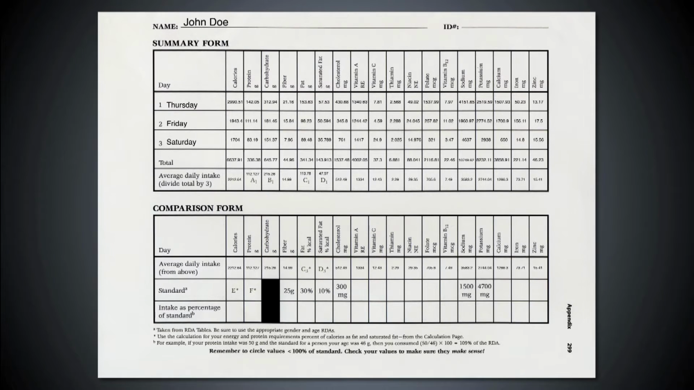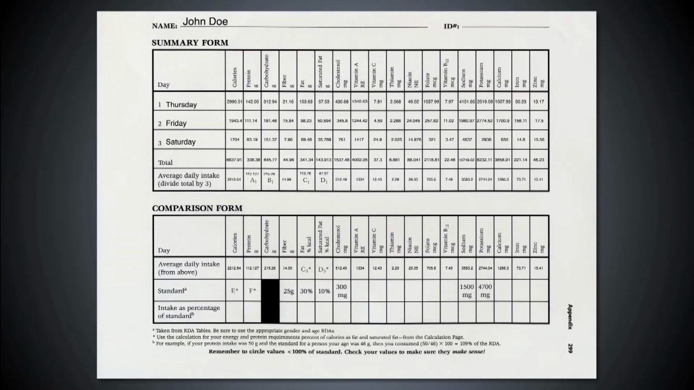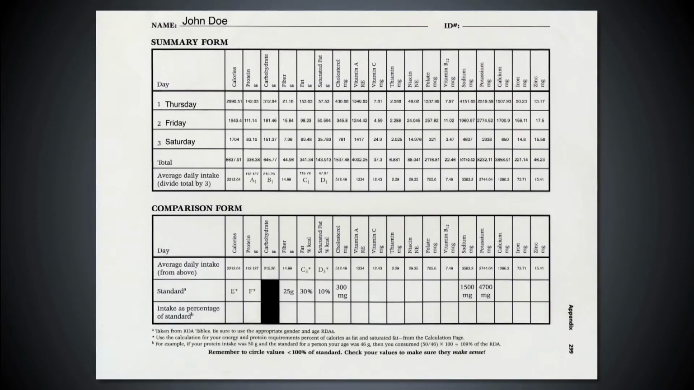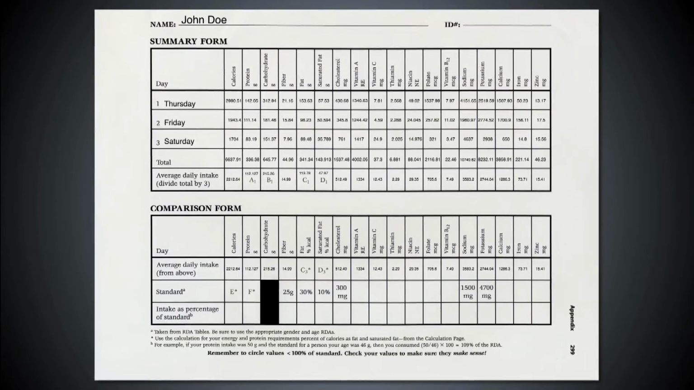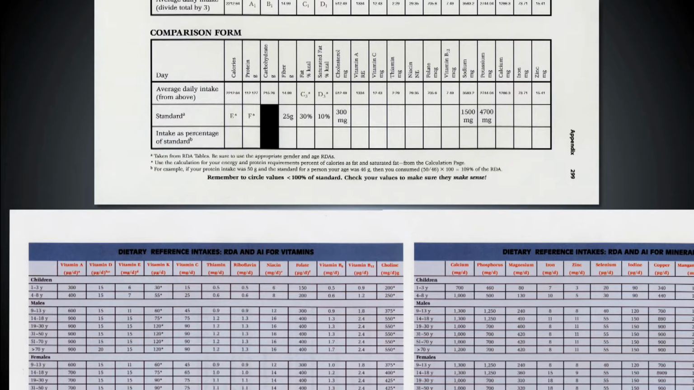This process is a little different for your total fat and saturated fat, since you'll have to calculate your average daily intake of these nutrients as a percent of your total calories. You'll get these numbers from your calculations page. We'll go over that in a minute. After you've transferred all of your averages, the next thing you have to do is fill out your standards for the specified nutrients. You can find these values on pages 292 to 293 in your workbook.